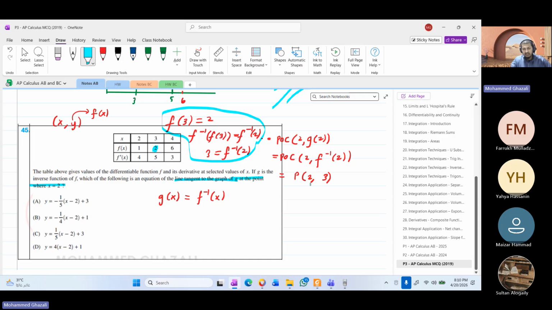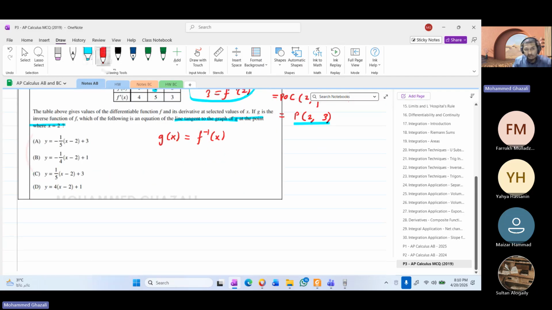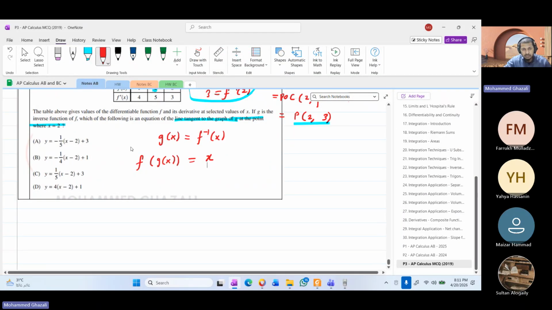The graph of g is tangent at this point, 2 and 3. So this is your x1, that's your y1. That problem is sorted. Now you need to find the derivative of g to find the slope at 2. Now how are you going to find the derivative of g? We got a problem, so I'm going to put f on both sides. So f of g of x is equal to f of f inverse x, which is just x. Does that make sense?